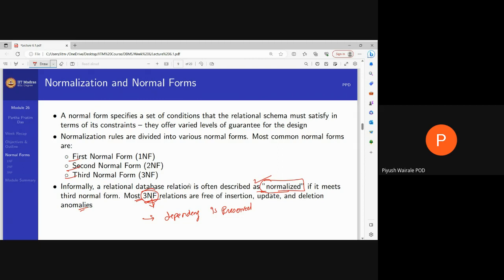Now here we have different normal forms. So BCNF, 4NF, we will be focusing on these two things only. You can simply go through it. So that's it.